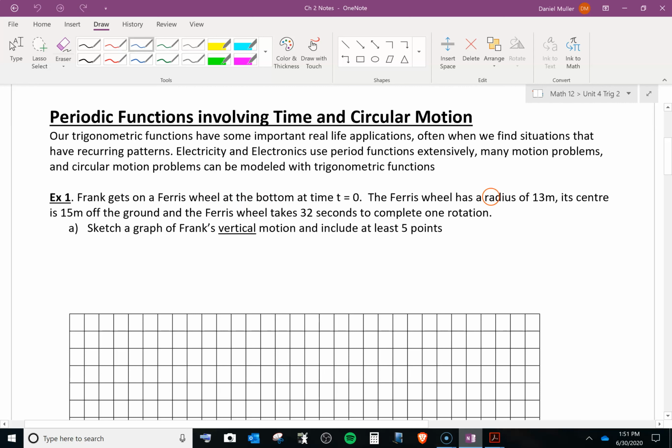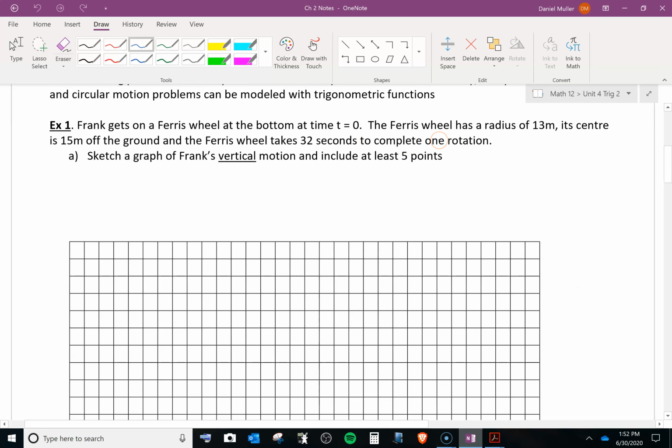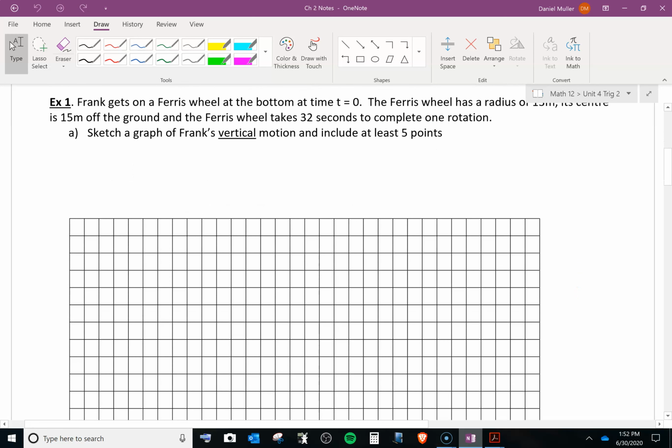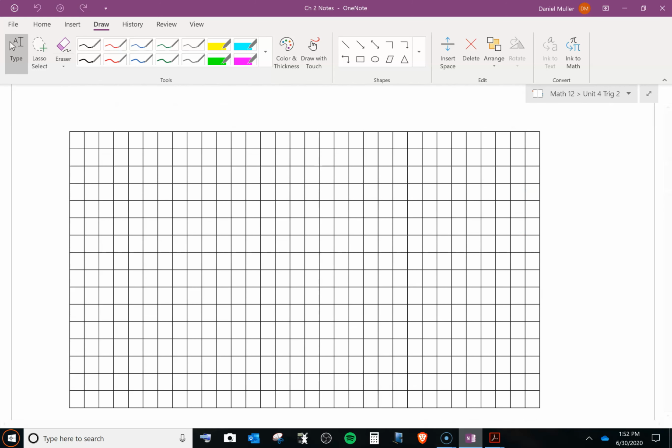The Ferris wheel has a radius of 13, but its center is 15 meters off the ground. In total, it takes, I think, 32 seconds to complete one rotation. And we want to sketch this. So we're going to need to fill this out.